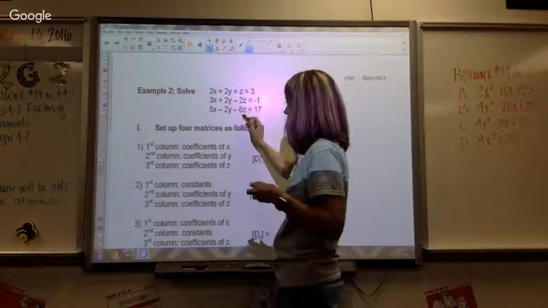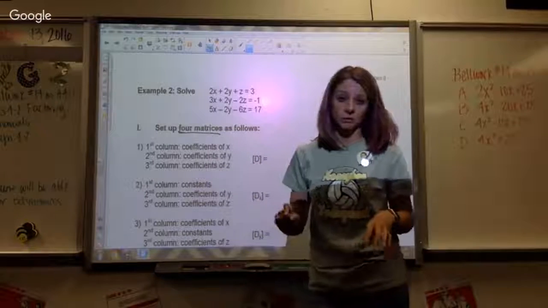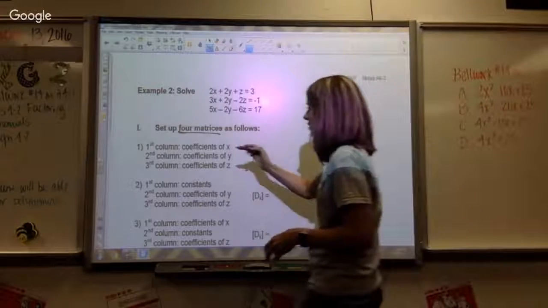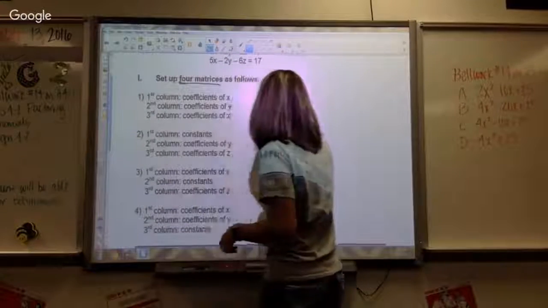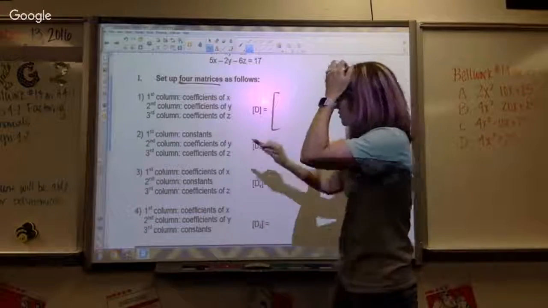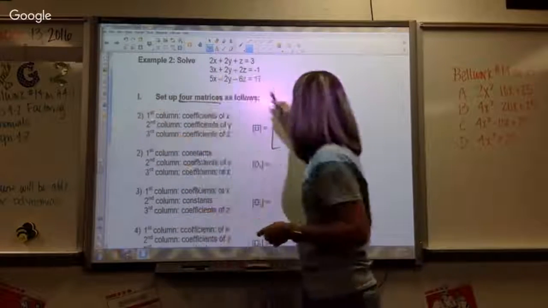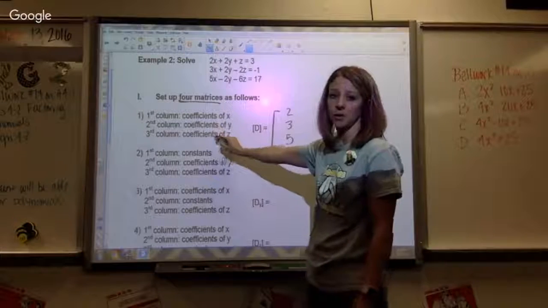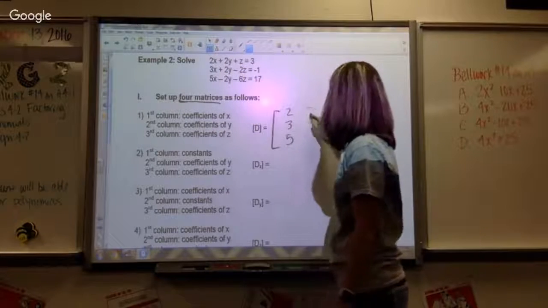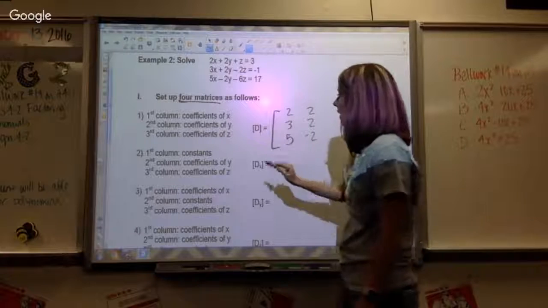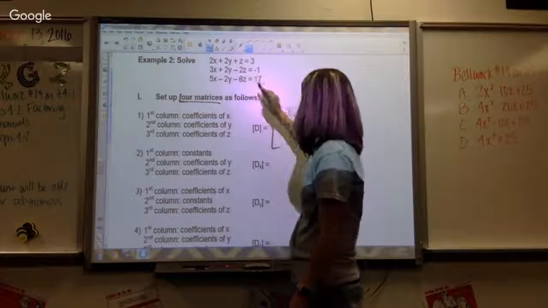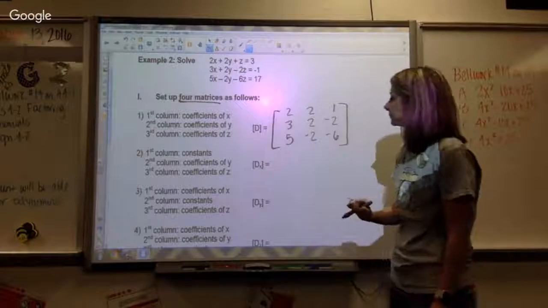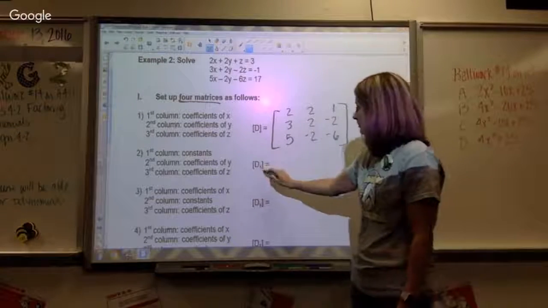So since we have 3 equations, we're going to be setting up 4 different matrices. The last one we had 2 equations, so we set up 3. On your notes, it tells you exactly how to set it up. The first column will be all of your coefficients of x. So that would be 2, 3, and 5. Second column will be your coefficients of y. So 2, 2, and negative 2. And then the third column will be coefficients of z. So 1, negative 2, and negative 6. The second one, Dx.